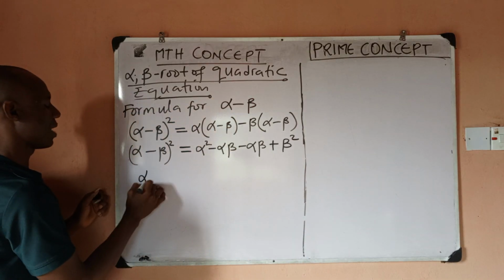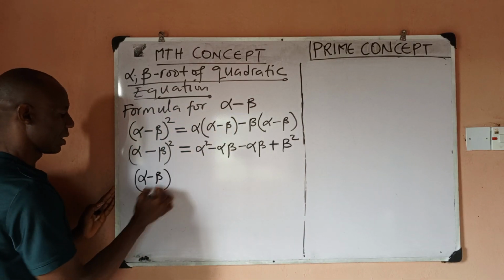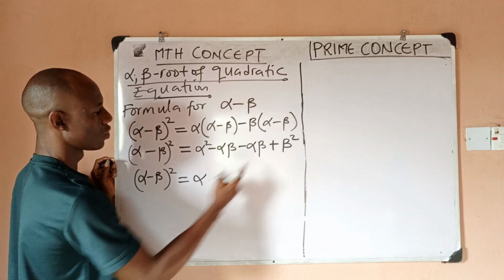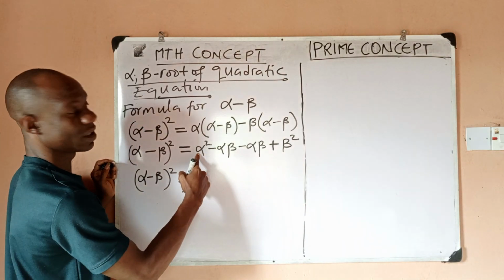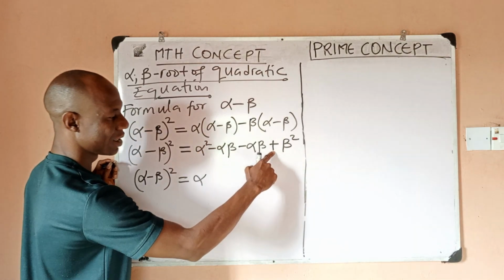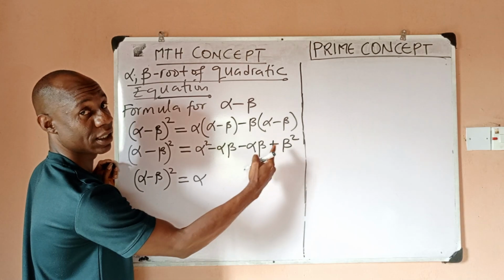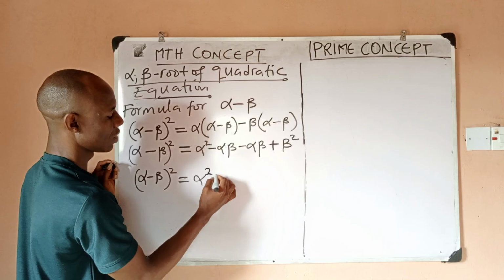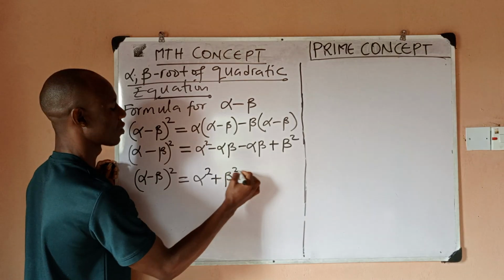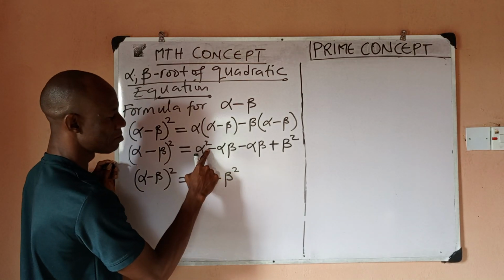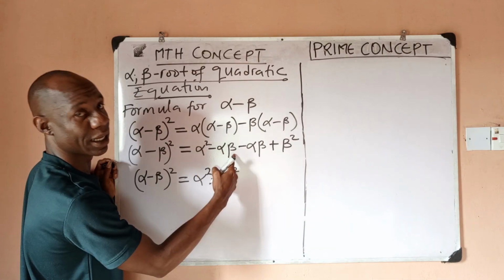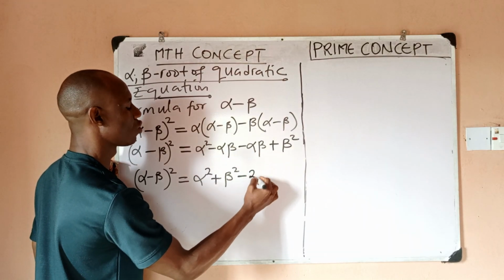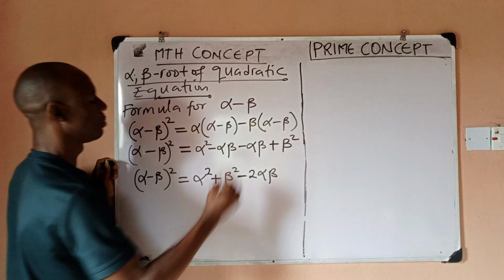So I have alpha minus beta all squared equals, now see what I want to do. I want to bring this closer to this. Remember, it will still retain the plus because it is not crossing equality. So I have alpha squared. Bringing this closer, I'll have plus beta squared. Then this is minus 1 alpha beta, minus 1 alpha beta. It will give me minus 2 alpha beta.